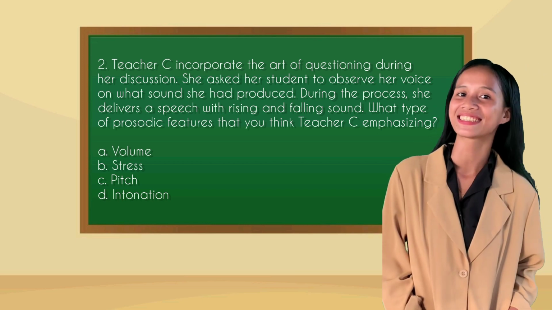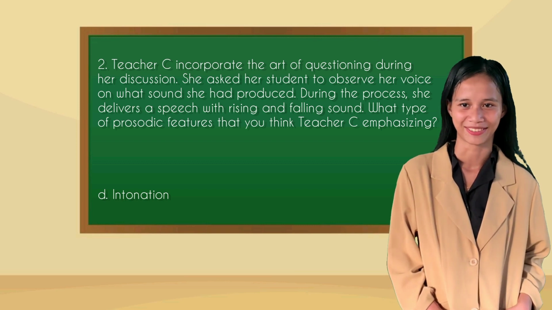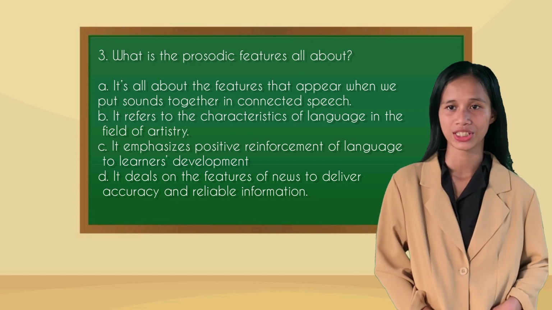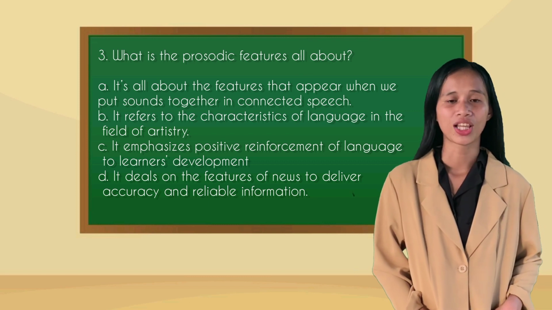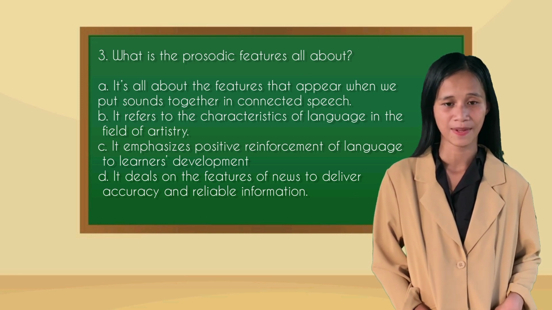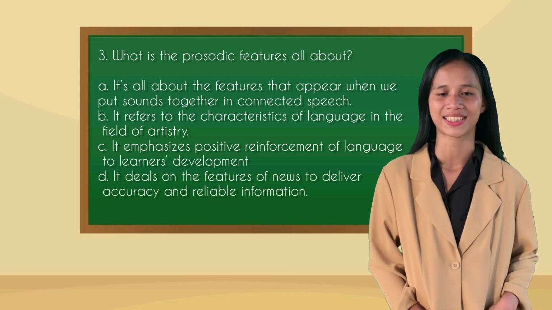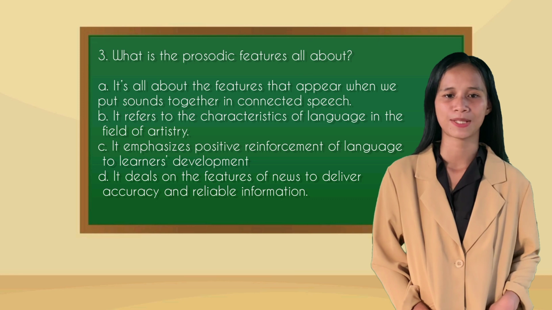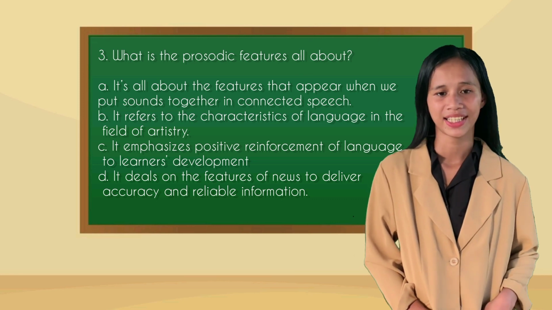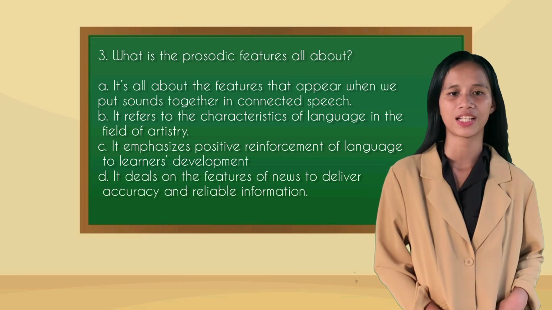The correct answer is letter D. Correct. Letter D is intonation. Now let's move on to question number 3. What are the prosodic features all about? A. It's all about the features that appear when we put sounds together in connected speech. B. It refers to the characteristics of language in the field of artistry. C. It emphasizes positive reinforcement of language to learners' development. Or letter D, it deals with the features of news to deliver accuracy and reliable information.